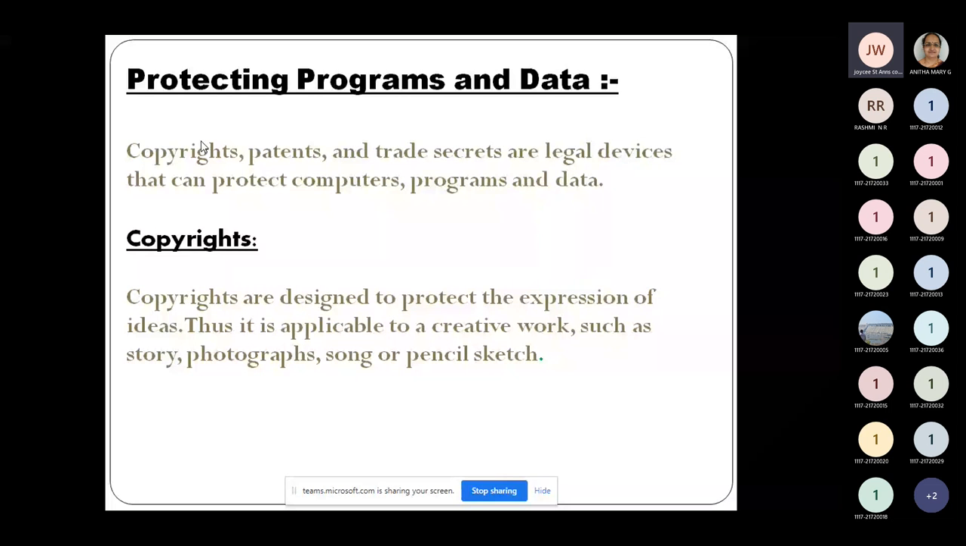So in protecting programs and data, we have copyright, patent, and trade secret. First we will see what a copyright is. Copyright is a law that provides a very significant legal tool to use in protecting computer software.